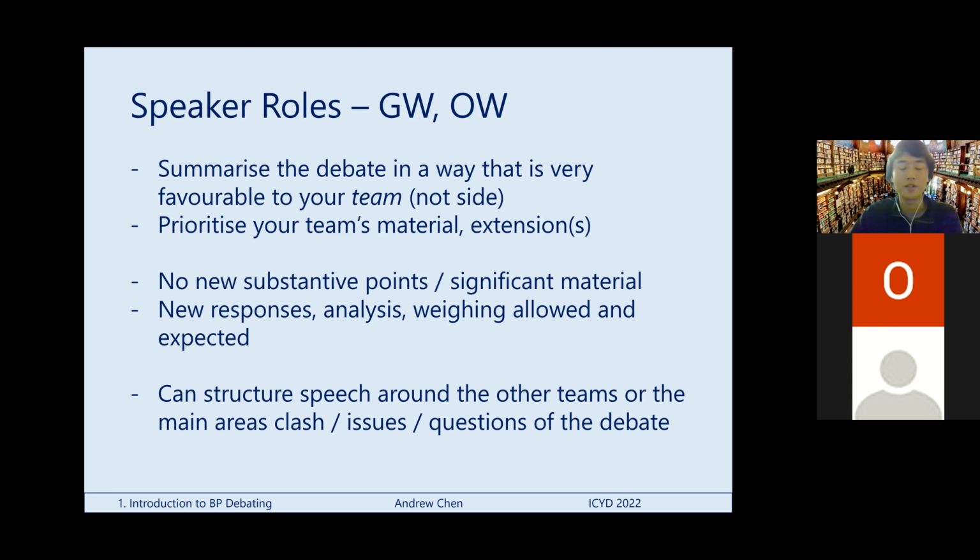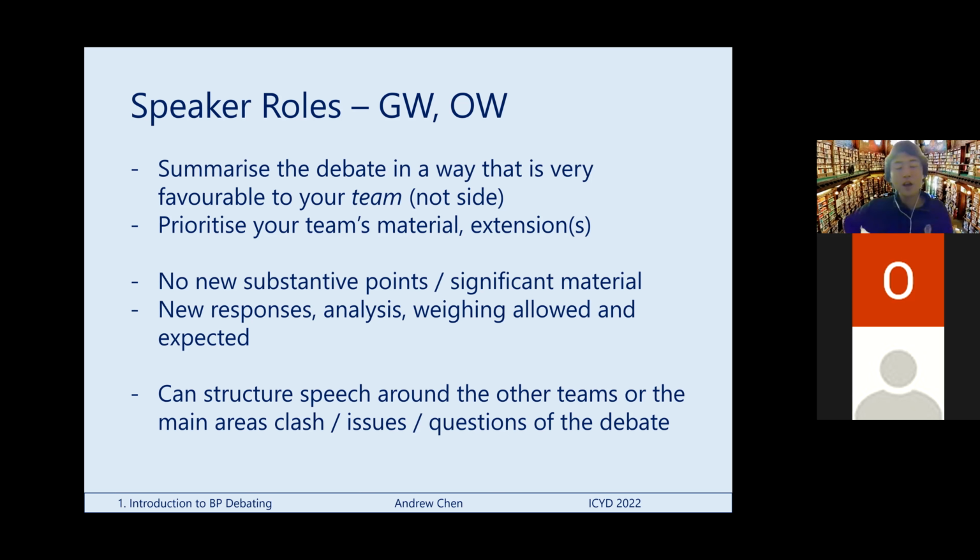So for example, if you're closing government in a debate, you shouldn't be using responses from opening government or repeating responses from opening government to take down material from opposition teams, because even if you do that, it just gives more credit to opening government rather than you. So you want to make sure that you prioritise your team's material, your team's responses, and your team's extensions within whip speeches.